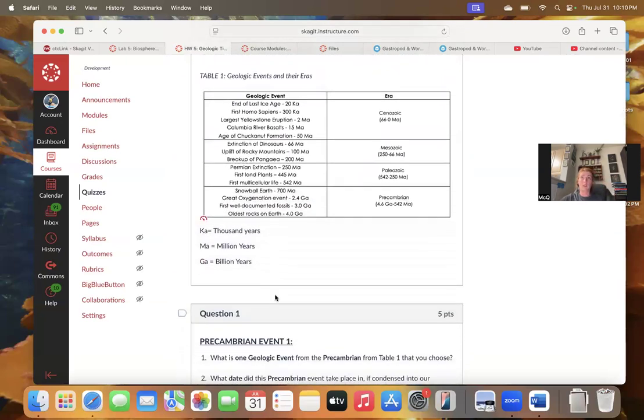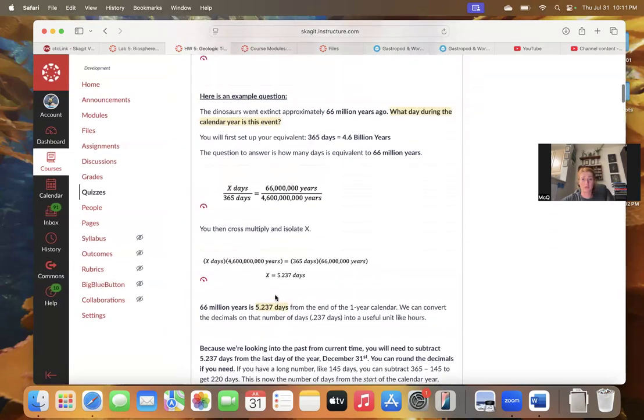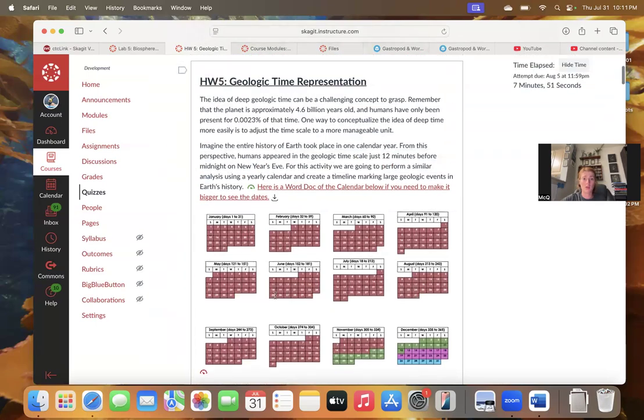I really hope that this gives you a really good sense of geologic time. If you've ever watched the show Cosmos with Neil deGrasse Tyson, he does this too. He condenses everything into a calendar year, which is sort of where I got this idea. And I did steal a little bit of this from Western's geology program as well.